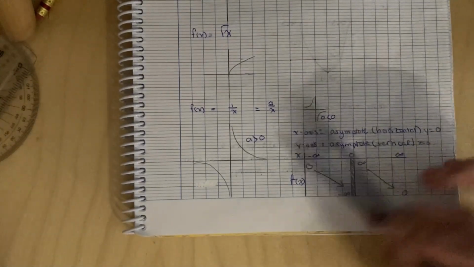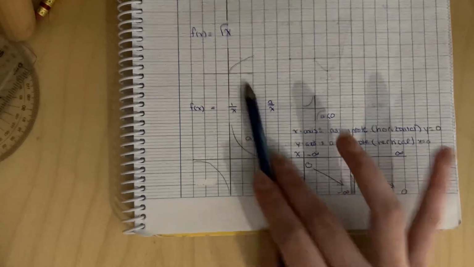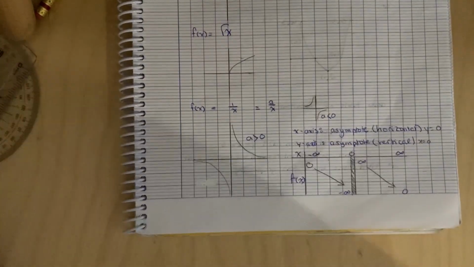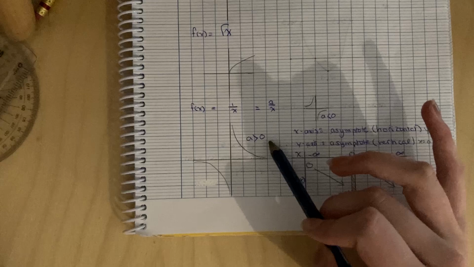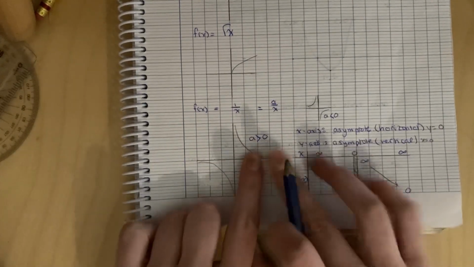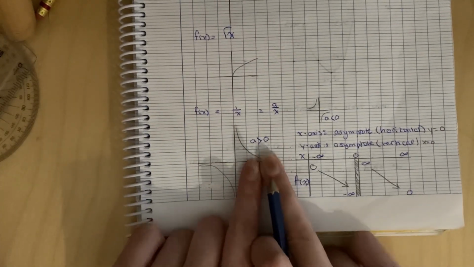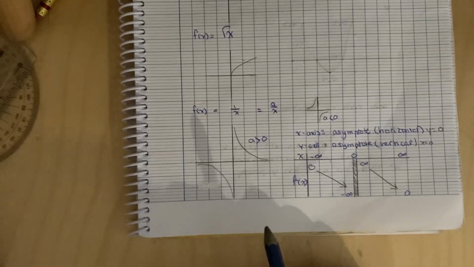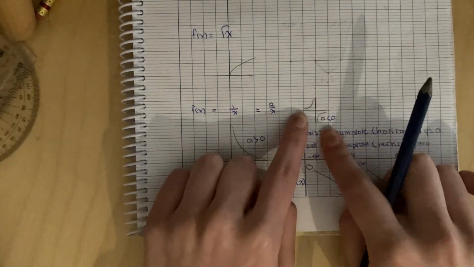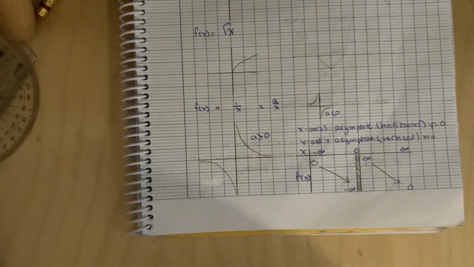If the number above x is positive, the graph looks like this. If the number above x is negative, it looks like this. You just flip the locations.